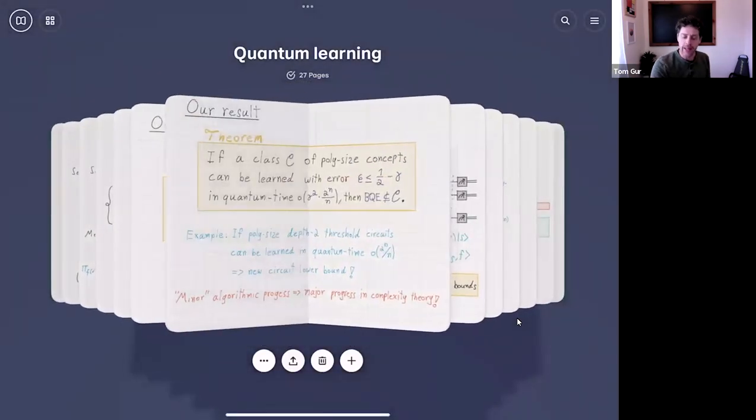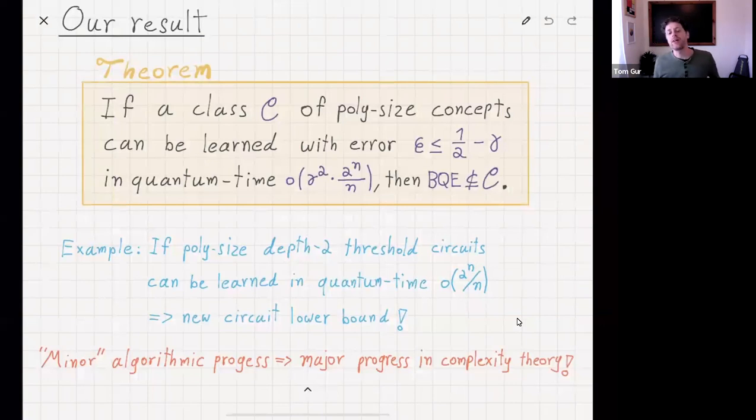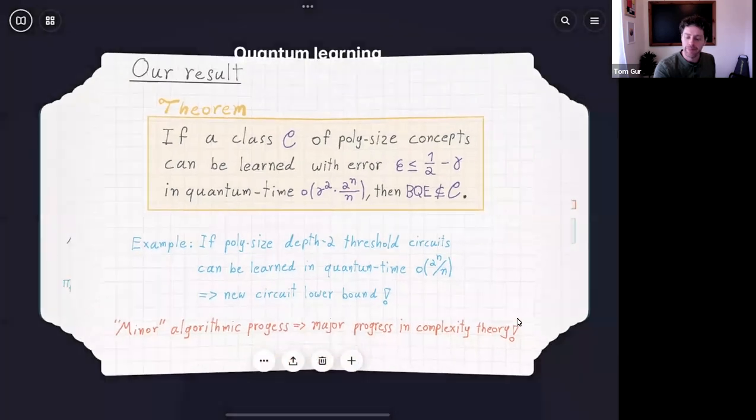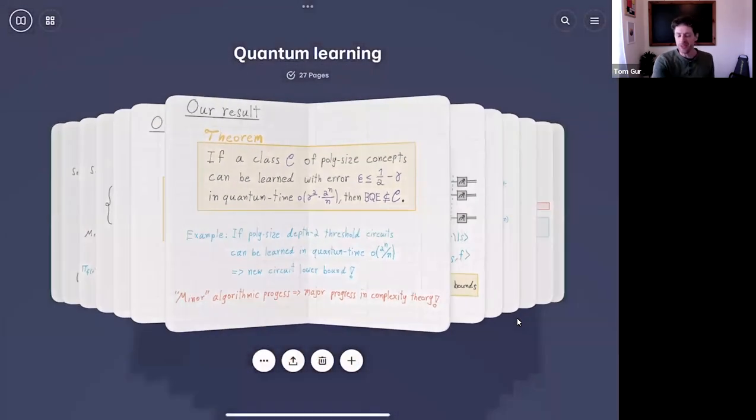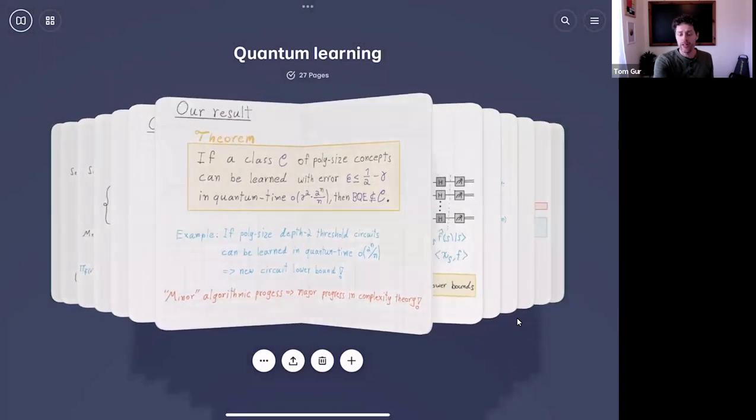Okay. And just to give a concrete example, going back to these threshold circuits. If one can design a learner for TC0, for these depth-2 threshold circuits, if you can take these circuits and learn them in time which is just ever so slightly less than exponential, then this would already be a major new circuit lower bound that would imply some major progress in complexity theory. So that's the main result itself.